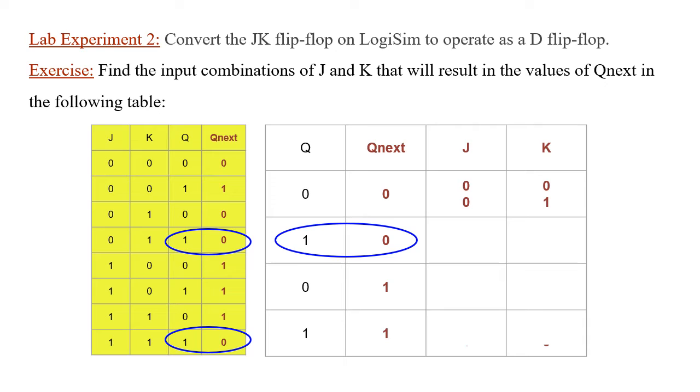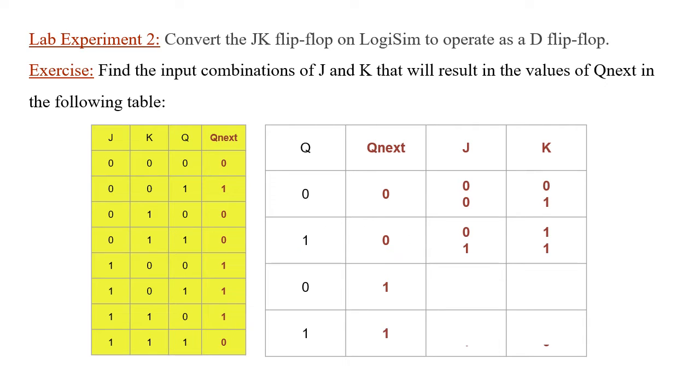From the table again, we found out that in order for this transition to happen, we need the values for J and K to be either 0, 1 or 1, 1. So we're simply copying these values in the table that we have. In the next case, we have the transition of Q from 0 to 1, and for that to happen, we need the values of J and K to be 1, 0 or 1, 1. So we're going to copy these and put them in the table here.